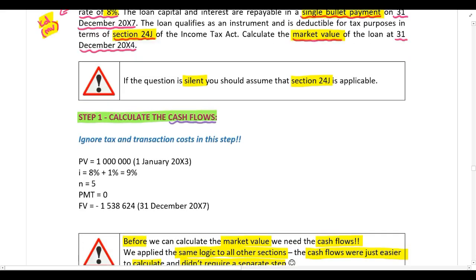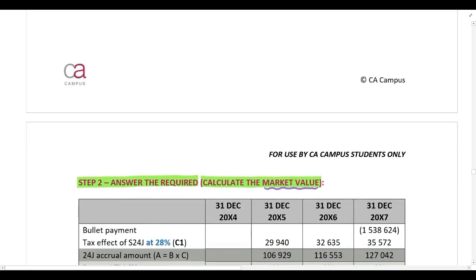All right, so please make sure you understand the logic here. There's no rules in management accounting. Everything follows a logical approach. Make sure you understand the logic. Before you can calculate your market value, you need to know your cash flows. And why do you need to know your cash flows? Because guys, your market value is just the present value of your future cash flows. So we look at all of our future cash flows, we present value those, and that gives us our market value. So you obviously can't calculate your market value if you don't know what your cash flows are.